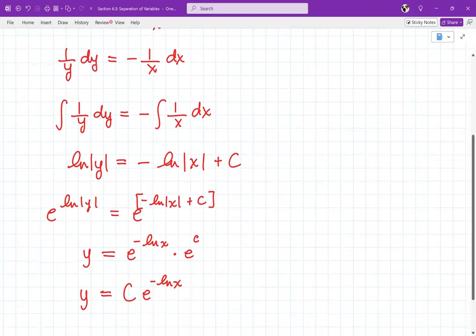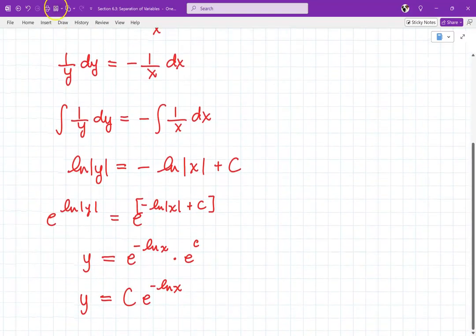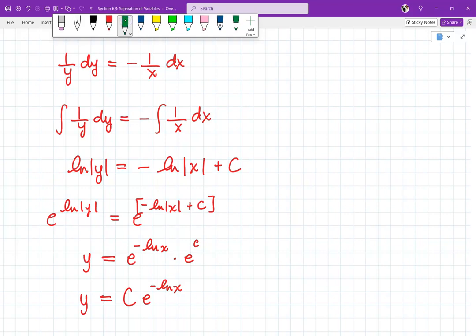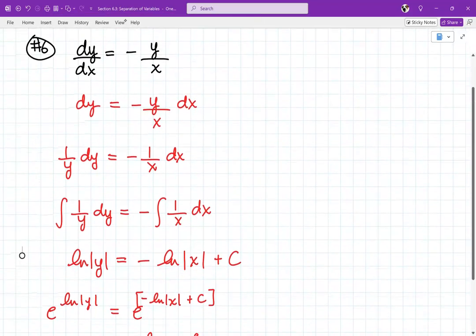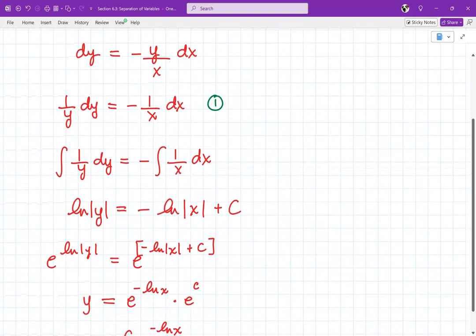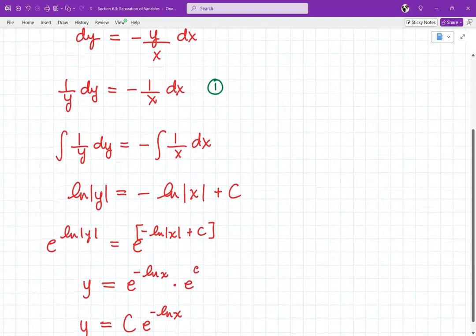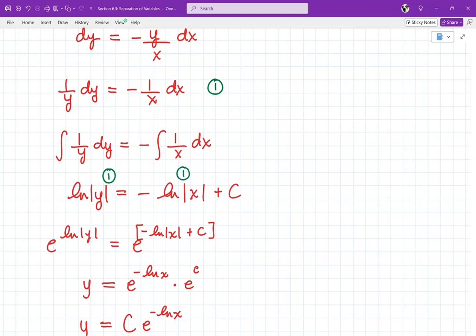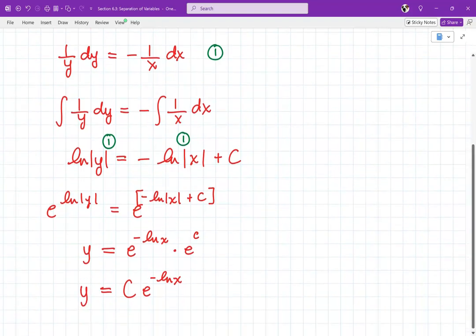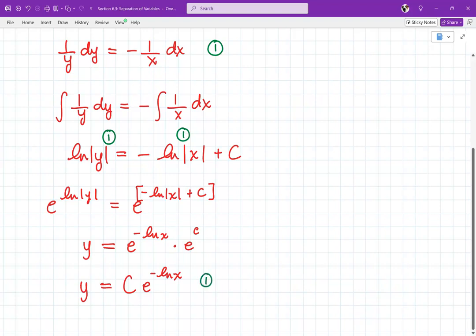Okay, so if you're doing this on your AP exam, usually this is how the point values work. This is 1 point right here. Okay, this right here is another point, and this is another point for actually integrating both sides. You get a point for the integration of both sides. You get a point for the general solution.